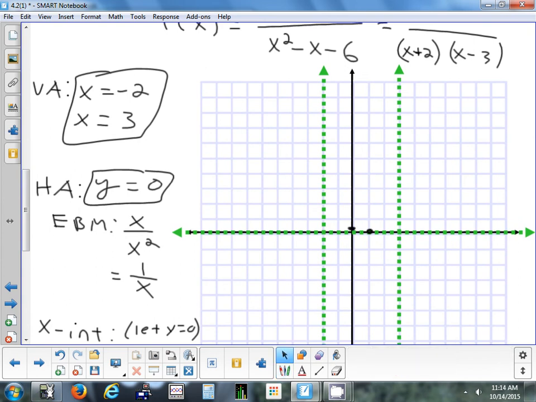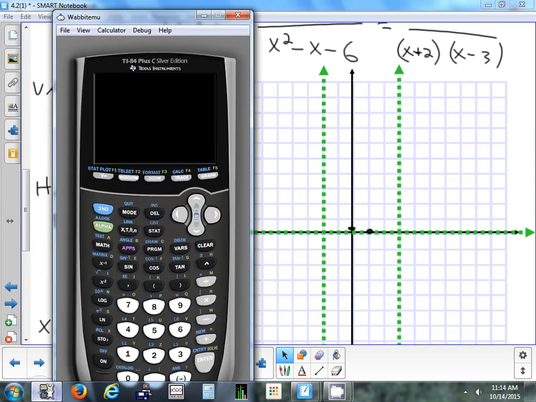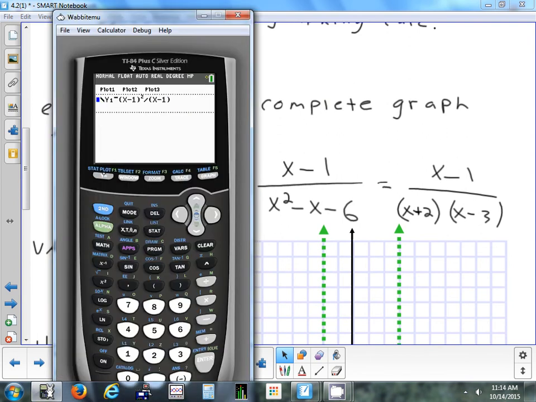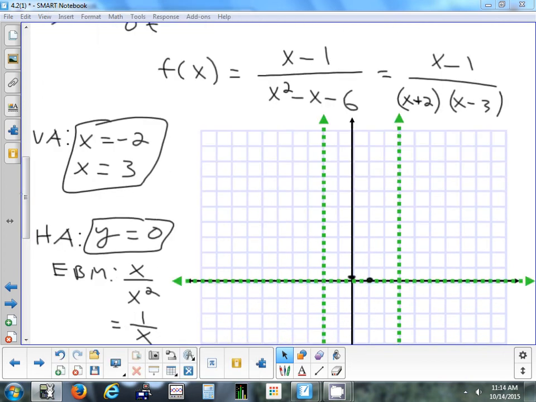All right. Now what I'm going to do is type this into the calculator, and I want to investigate the behavior on each side of this asymptote. So let's type it in: x minus 1 divided by x squared minus x minus 6. I want to make sure that under my table setup, my independent is on ask, my dependent is on auto. Let's start with this asymptote on the left.